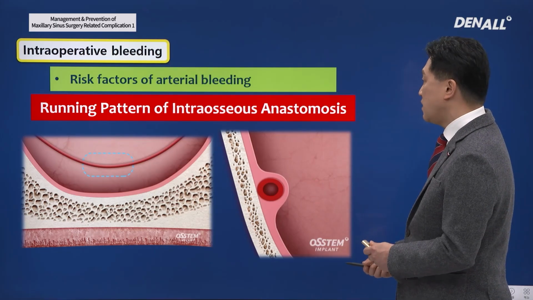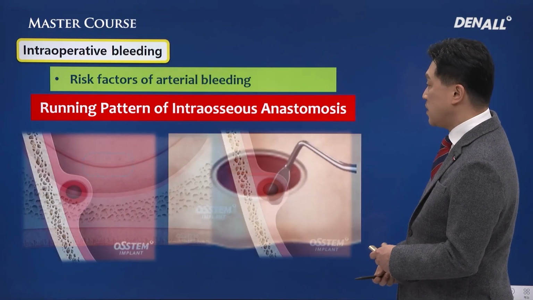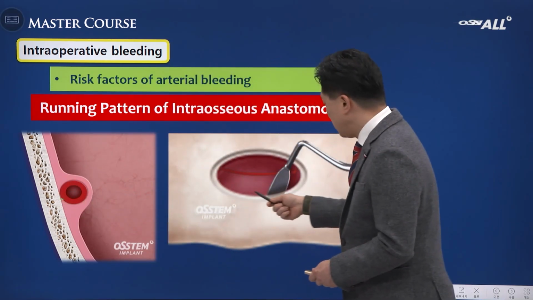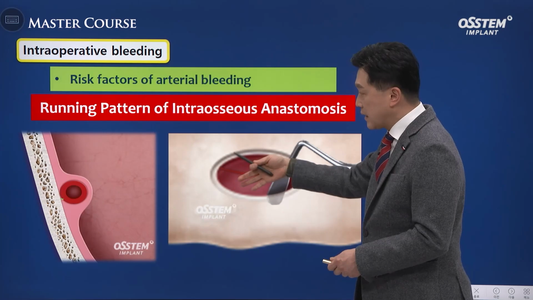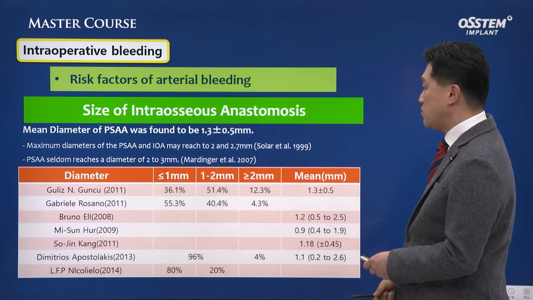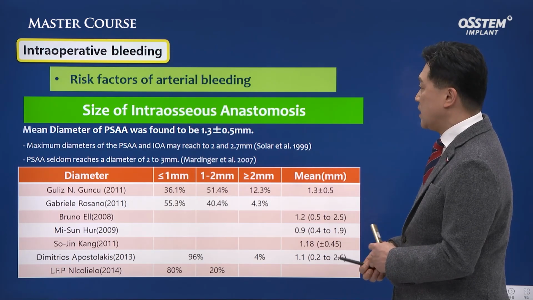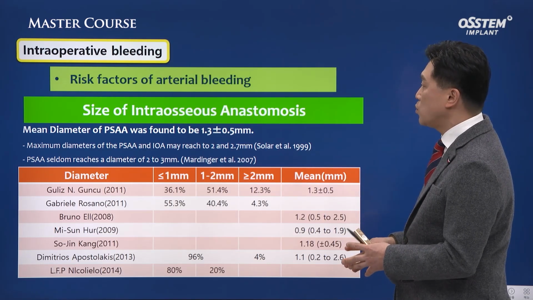Second is running pattern. If you take a look, at times it exists within bone and you need to detach it and elevate it with the membrane, then there will be no problem. Next, I want to talk about the size of anastomosis artery.